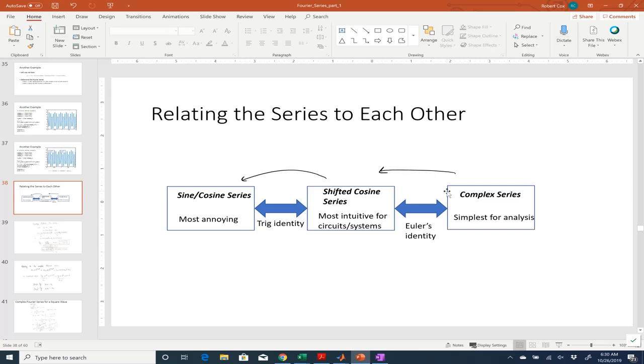All right, I think it's just simplest to remember those relationships. Remember how I can go from sine cosine to shifted cosine to complex, or from complex to shifted cosine to sine cosine. Simplest way to do it.